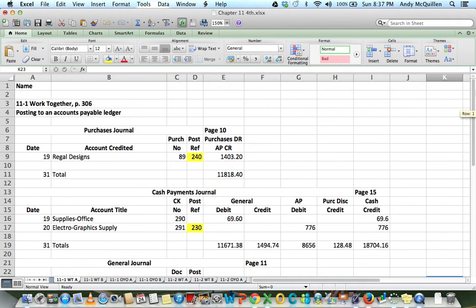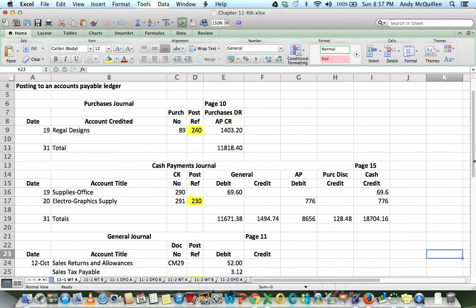Okay, 11-1 is a little bit of a review of Chapter 9 because we're going to talk about Purchases Journal, Cash Payments Journal, and General Journal. This problem is done on my end, so please resist the urge to copy because it will be easy to want to do that, but I don't think it's going to be real beneficial.